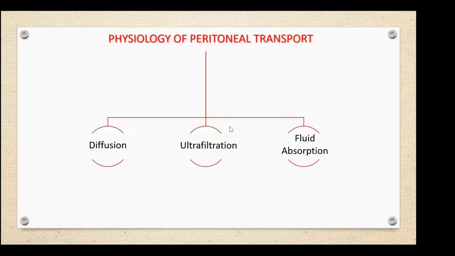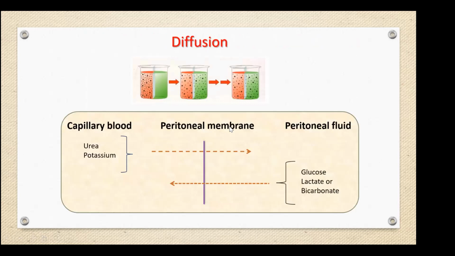There are three basic physiologic processes for peritoneal transport: diffusion, ultrafiltration, and fluid absorption. First, we will see diffusion. We already know what diffusion is. In diffusion, molecules move from a high concentration to a low concentration. In this first figure, the high concentration molecules pass through the filter to the lower concentration area, and equilibrium is established. The same happens in our body.